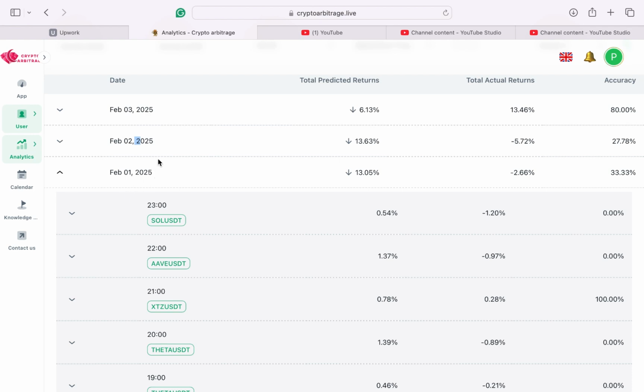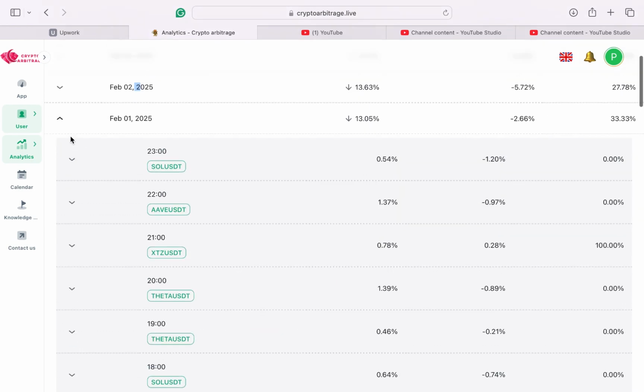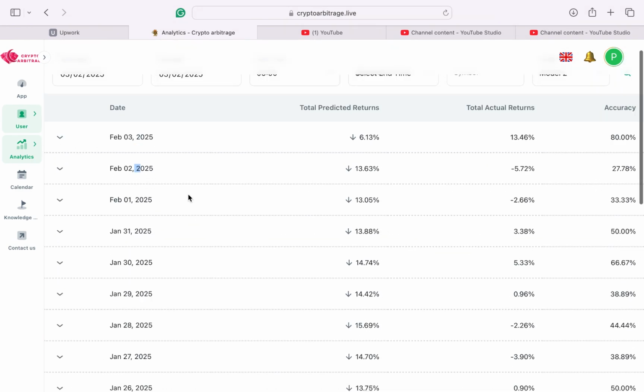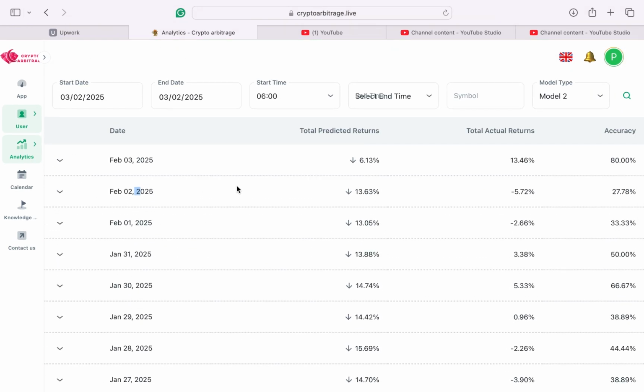So essentially this is how the platform looks, and I hope you're going to give it a trial. It's absolutely free. You can try it for as long as you like. Let me know your opinions.